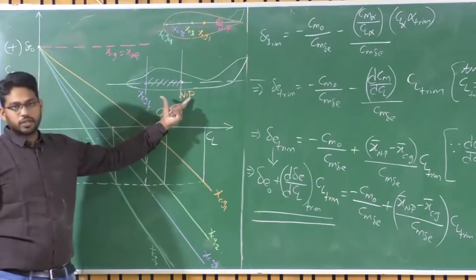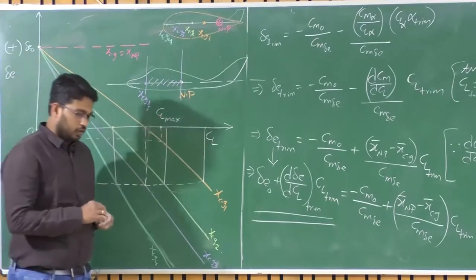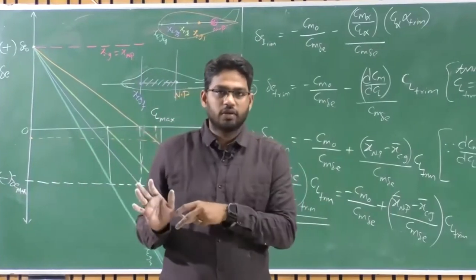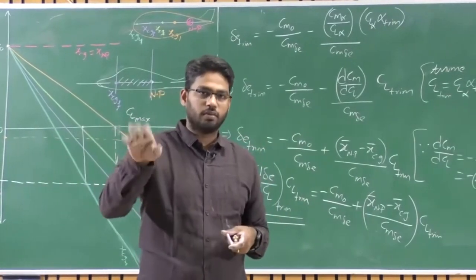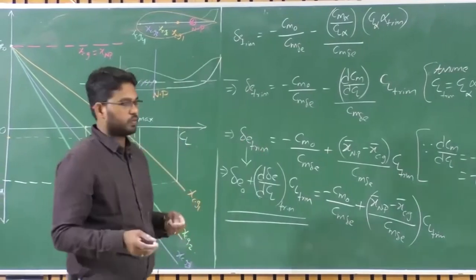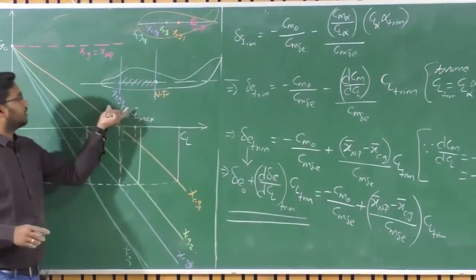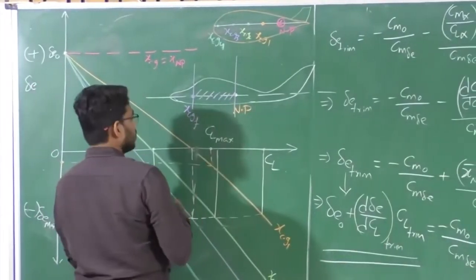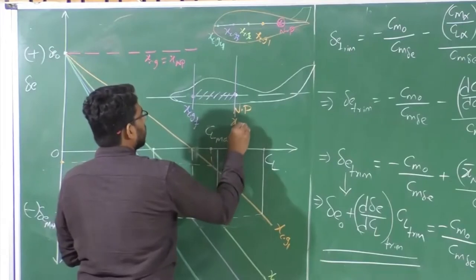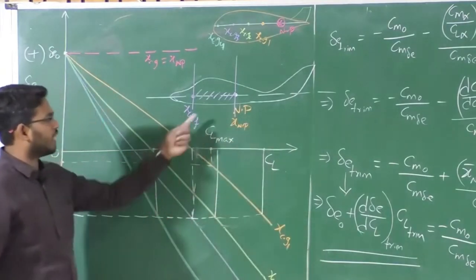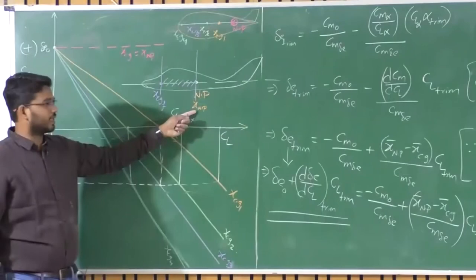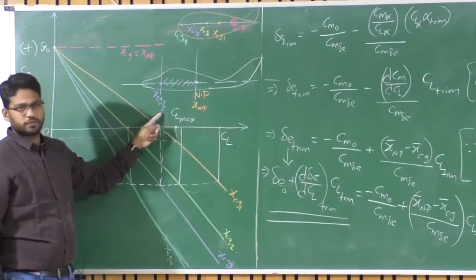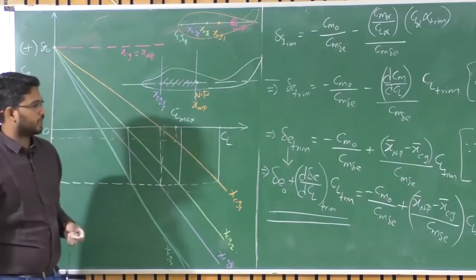So the most aft location is XNP. See, we are not talking about stick fixed and stick free conditions, because in a UAV there is no point of stick free. It is always controlled by a servo motor, right, or an actuator. See, this is XNP, the most aft location, which is the neutral point for static stability, and the most forward location is XCGF, which is governed by this delta E maximum.